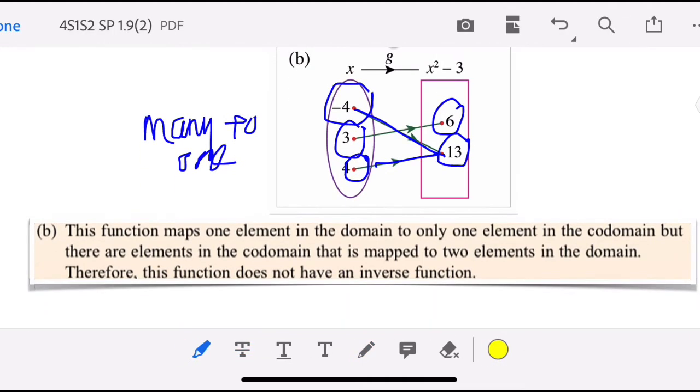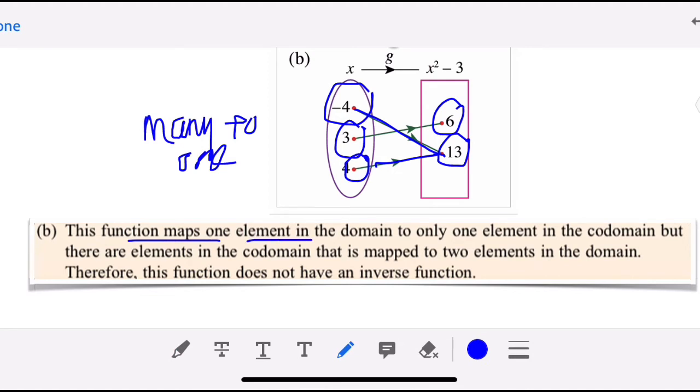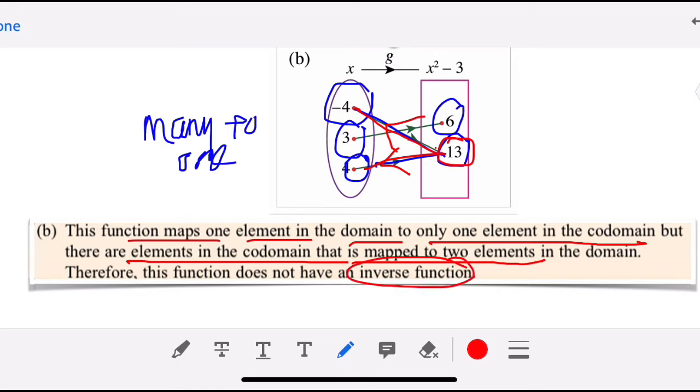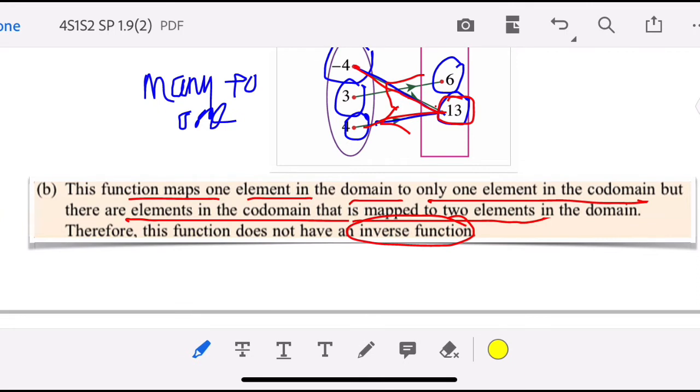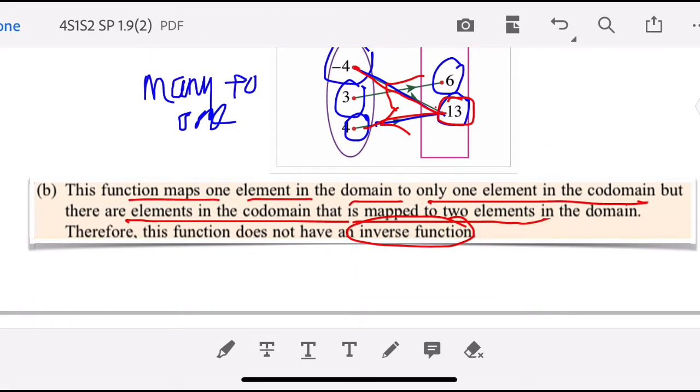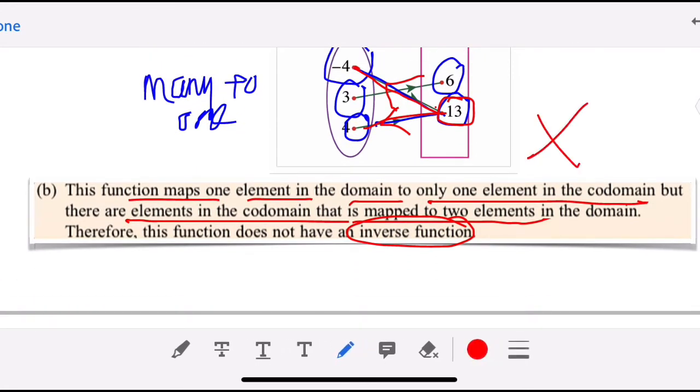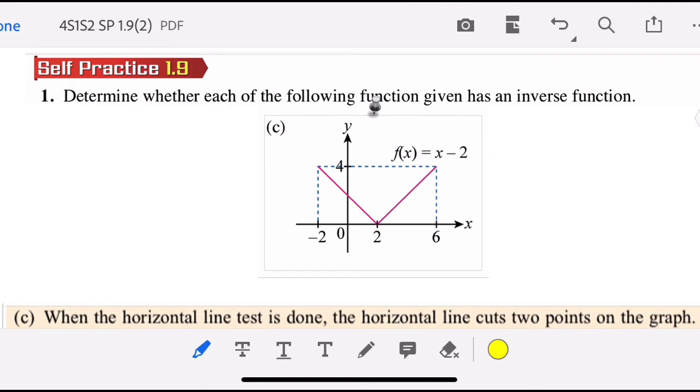Let's see how. So the function maps one element in the domain to only one element in the codomain, but there are elements in the codomain that map to two elements in the domain, which is which one? Which is 13, right? This 13, it has two images when it comes to inverse, right? So then the function does not have inverse function because it becomes one to many when reversed back. Okay, so this is not having inverse function. Alright, so let's go to number C.